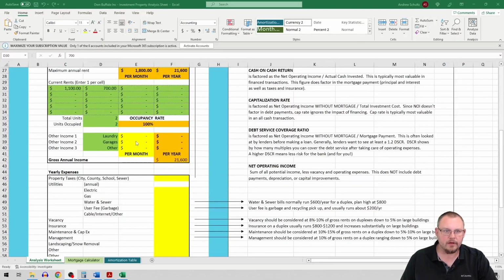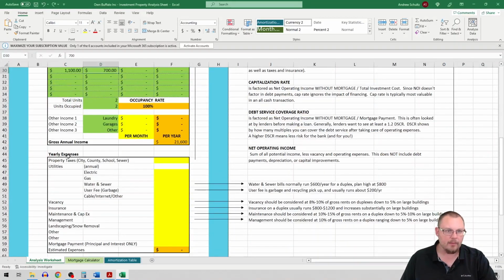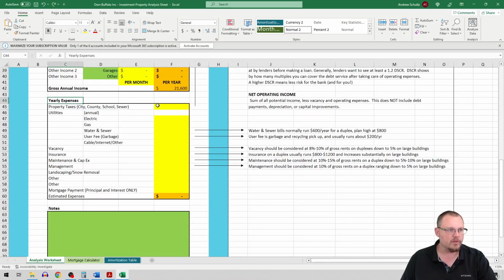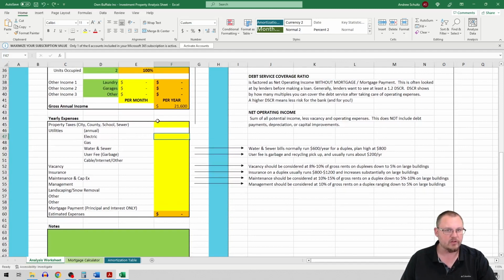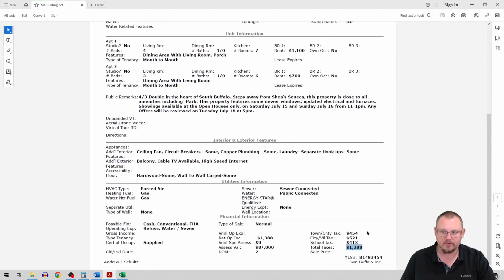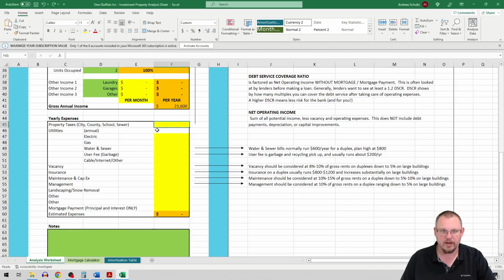And down here on the expense side, we have, actually, let me back up. I want to mention that all of the numbers that we're dealing with on this spreadsheet are yearly numbers. So if you are putting in property taxes or utility numbers, whatever the case may be, those need to be expressed as yearly values because we're looking at it on a year-over-year basis. So starting off with property taxes, we will drag our MLS listing back over here. You can see we have total taxes combined between the town, county, the city, village, and the school of $13.88 a year. We'll drop that in there.